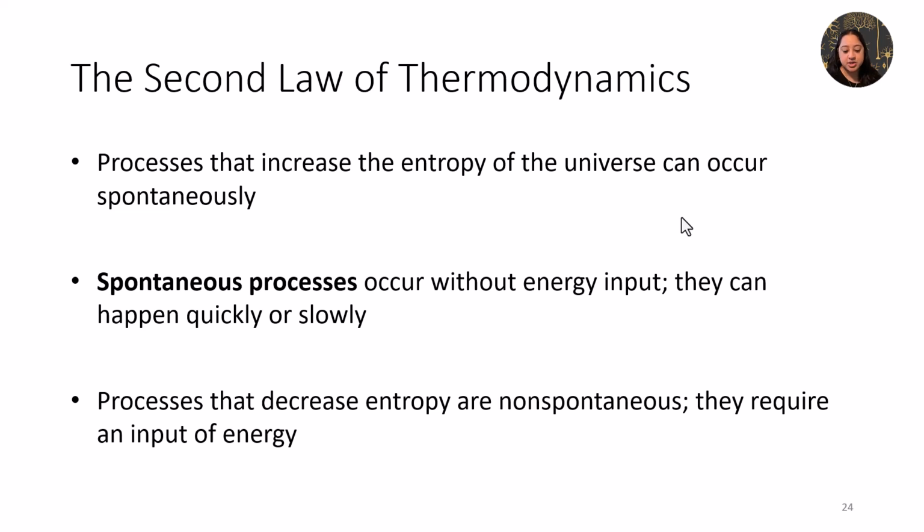In science, some terms are very specific as to what they mean. Sometimes in daily life when we say somebody is spontaneous, it's like they do stuff all of a sudden, really fast. But that's not always the case in this use of the term. So spontaneous processes here occur without energy input. They can happen quickly or slowly. It's just that it's going to happen without energy input. It happens on its own. So processes that decrease entropy are non-spontaneous. They require an input of energy.